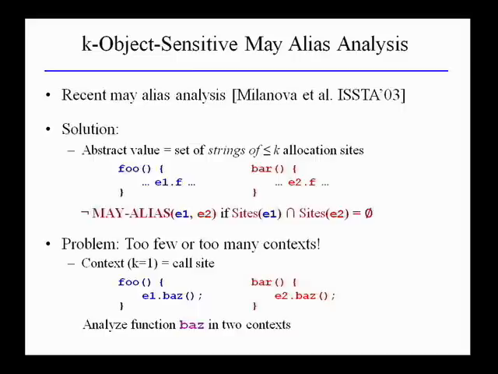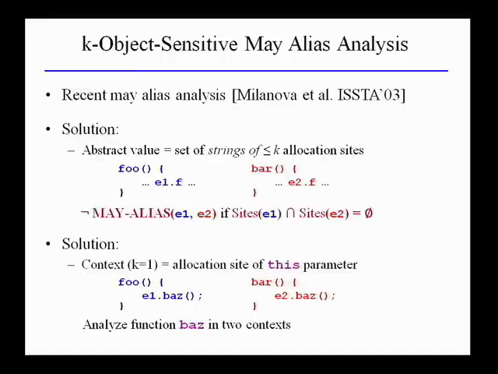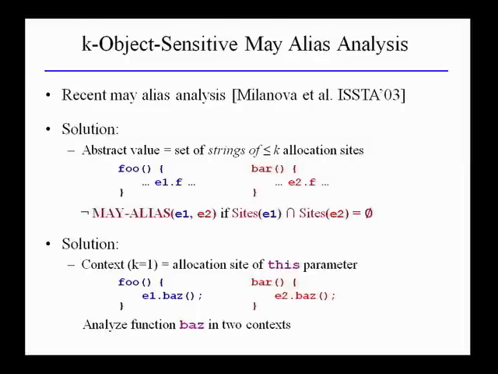And what's the particular string we're going to keep track of? I'll just tell you for k equals 1. For k equals 1, the string is going to be just a single allocation site. It's going to be the site of the this parameter. So where was the this parameter allocated?